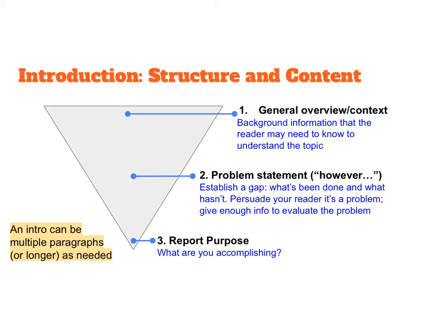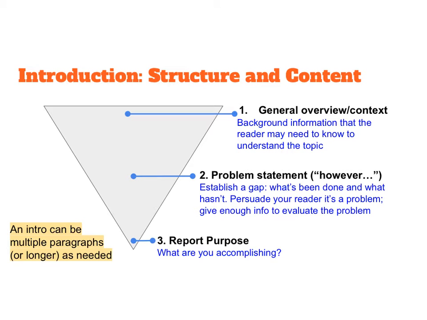First, you begin broadly. You don't want to begin too broadly in the sense that you say something like "since the dawn of time" or "in today's society," but you want to start broadly enough that you're able to provide a general overview and context of the background information that a reader might need to know to understand a topic. So for instance, if you're looking at something with solar power and what you're researching has to do with solar power, you might begin by talking about the dangers of climate change and the need for renewable energy.